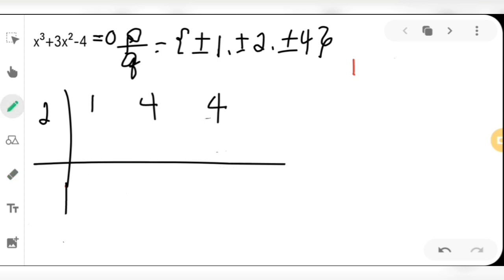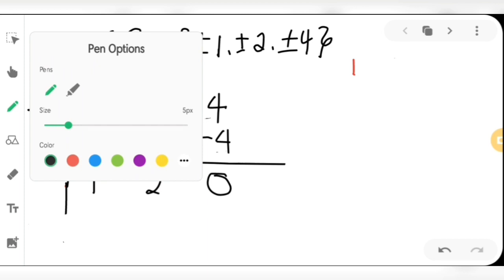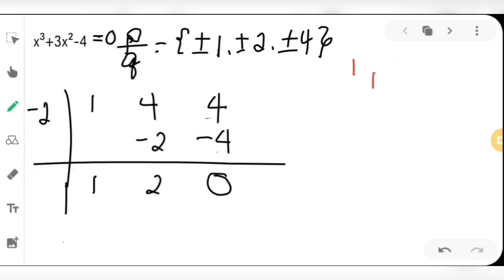Now let us try negative 2. Bring down 1. 1 times negative 2 is negative 2. 4 plus negative 2 is 2. 2 times negative 2 is negative 4. So 4 plus negative 4 is 0. Okay, so we have another root. So we have here negative 2.